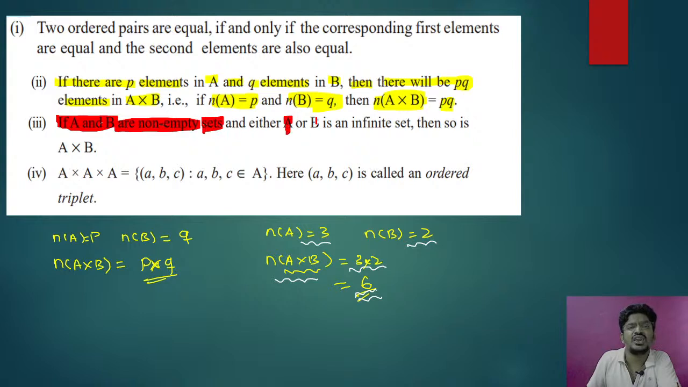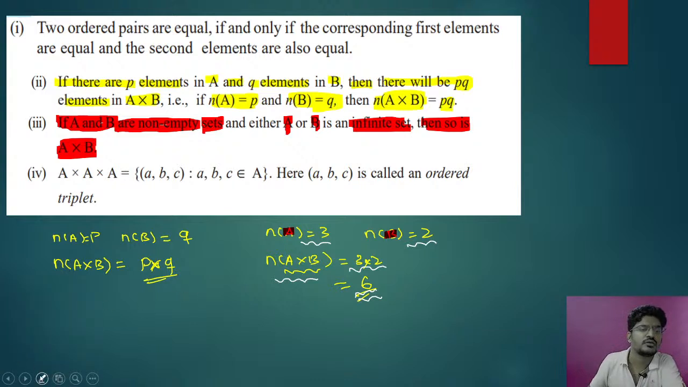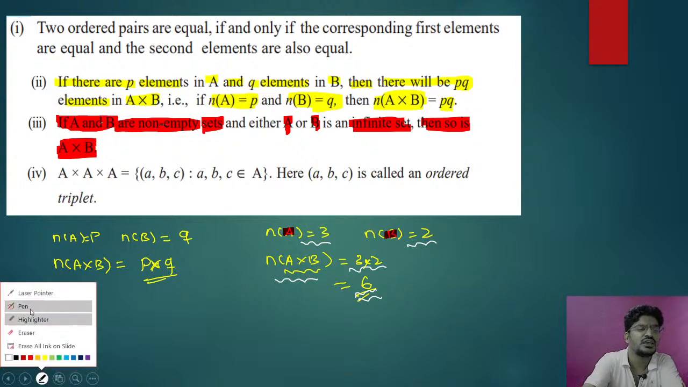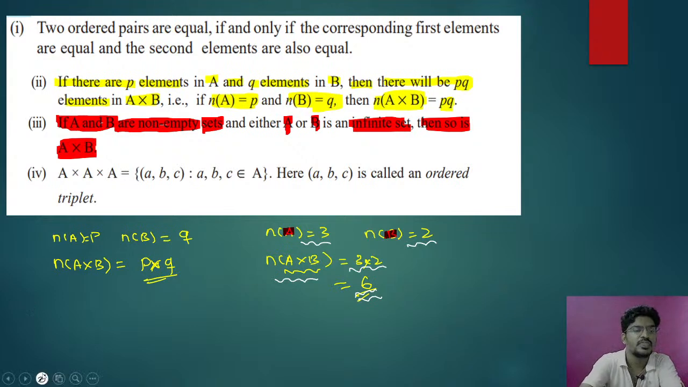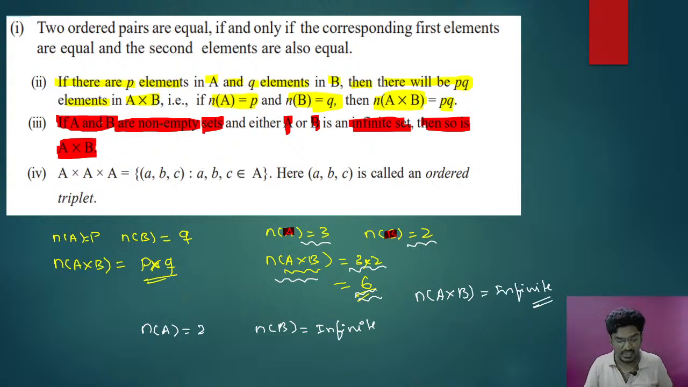non-empty sets and either A or B is an infinite set, then so is A cross B. The meaning of this third statement is, you have two sets A and B. Okay, in these two sets, if one of the sets is infinite, then A cross B is also going to be infinite. That is what they are saying here. Okay, see, n(A) has two elements, n(B) is having infinite elements, then n(A cross B) will also have infinite elements. This is what they are telling in the third statement.